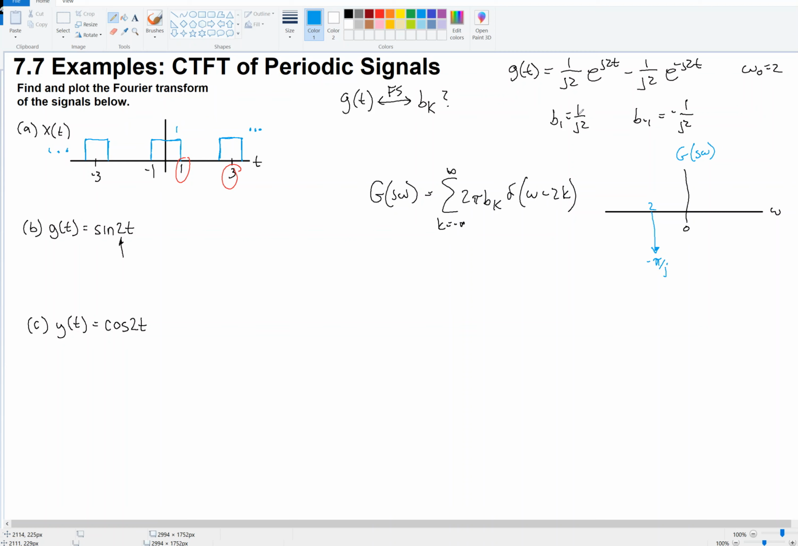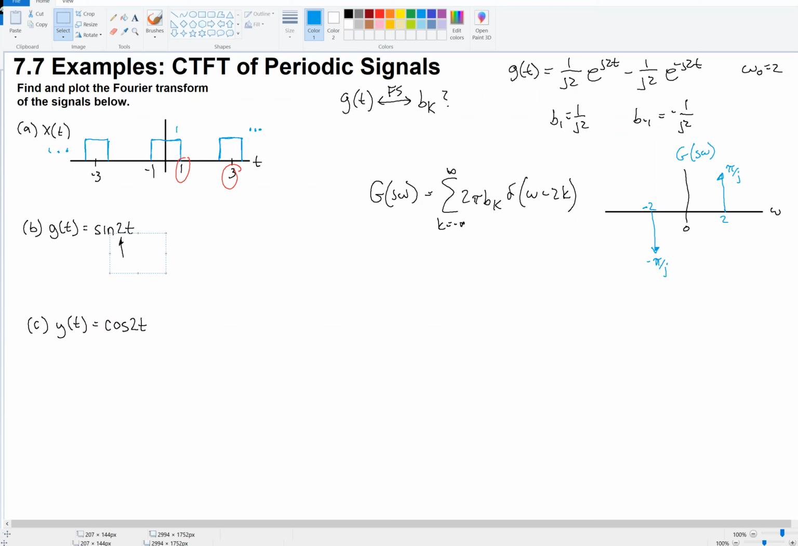So this is 2 pi times 1 over j2, or pi over j, times delta of omega minus 2. So that's a shifted impulse to the right. So we're going to shift it to the right. And again, this is scaled by pi over j. And put a 2 there. This should be minus 2. And that's the answer.